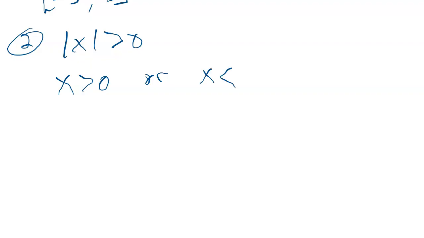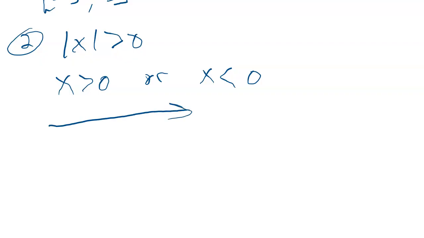Problem number 2. Now we're doing the absolute value. So we want the distance greater than 0. Wow, this is a weird problem. This is x is greater than 0 or x is less than 0. Would it give us the distance from 0 to be 0? Wow, that was a weird problem.